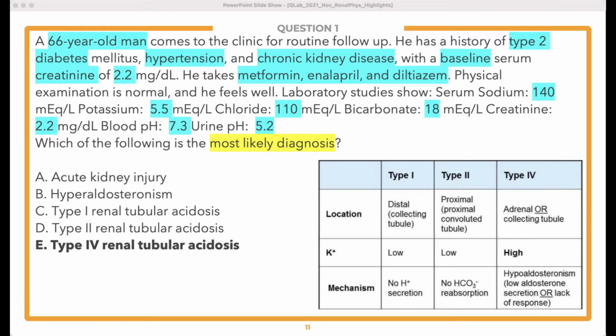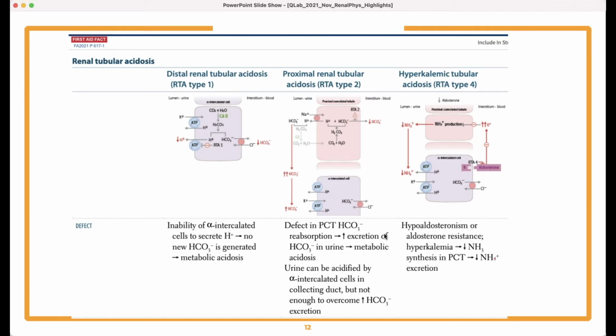Now this patient is on enalapril. They are on an ACE inhibitor, okay? So we want to keep that in mind. Let's take a look at the next slide. We actually have a few slides we're going to go over briefly. There's a really nice table and diagram in First Aid that goes over your three main types of RTA. It shows you exactly what's happening at a cellular level so that you can understand mechanistically how this defect is happening, how you're developing acidosis, and also, in the setting of RTA type 4, why you're getting hyperkalemia.